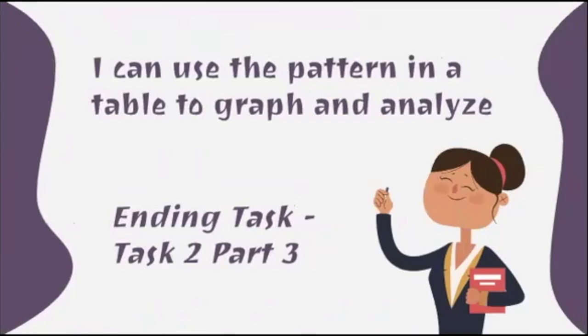So our ending task for this is going to be task 2. This is where the ones with the bicycles, tricycles, and wagons, and part 3. So I ended up taking task 2 and breaking it down into 3 parts. So the first part was where we took the, oh goodness, I just forgot. Well, you had to figure out how many wheels for that many numbers of bicycles, tricycles, and wagons. So now we're going to take it, we're just going to graph it.